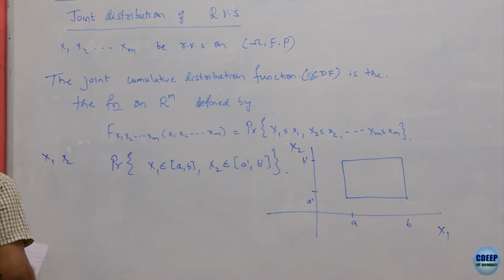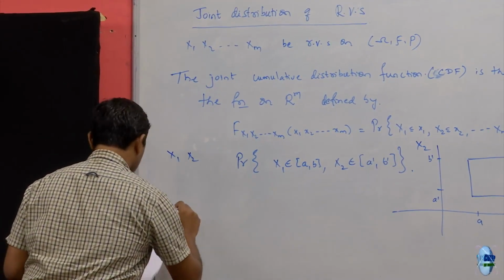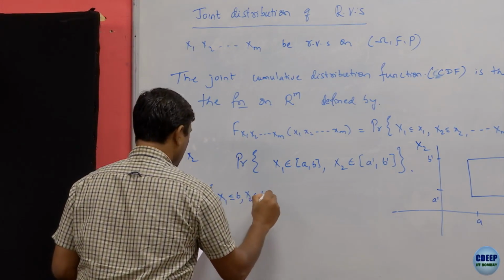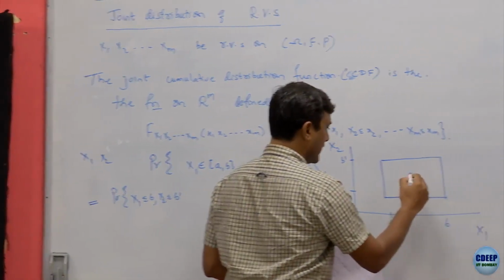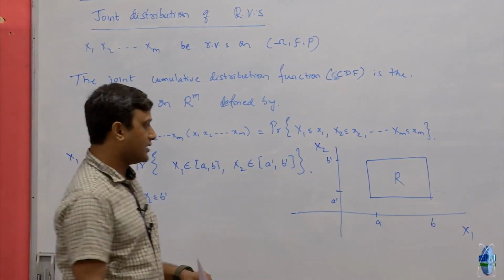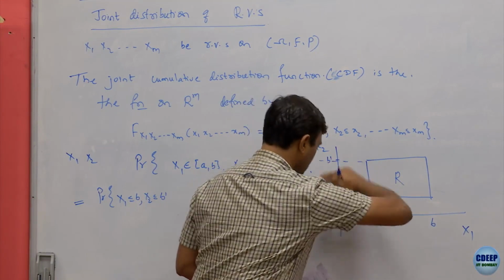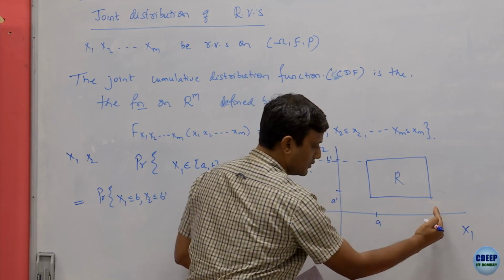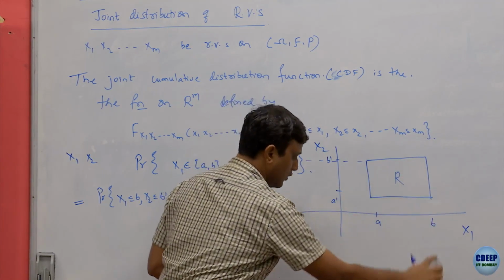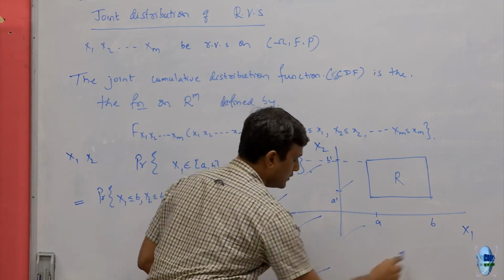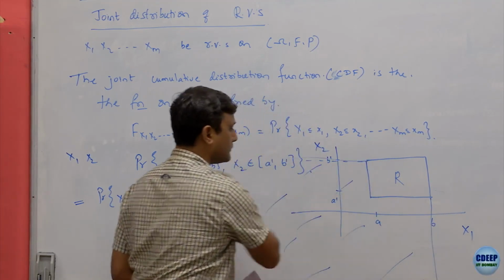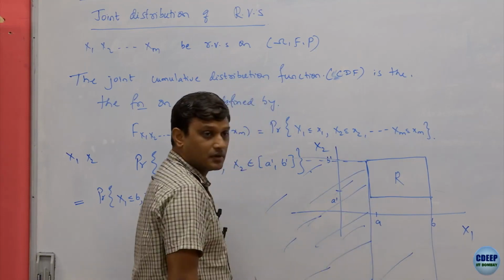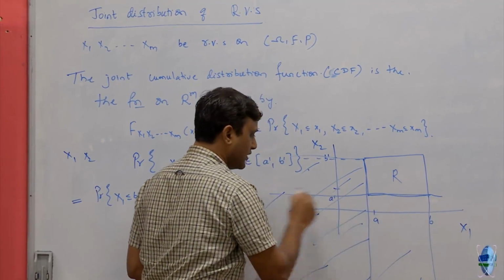Now, you can simply expand this probability as the probability that X1 is less than or equal to b and X2 is less than or equal to b'. To identify this region, you can restrict yourself to the region falling below b', and X1 taking value below b, which covers the whole region. And then from this you can remove the portion covered by this part, and then you can further restrict yourself to the region covered by this portion.